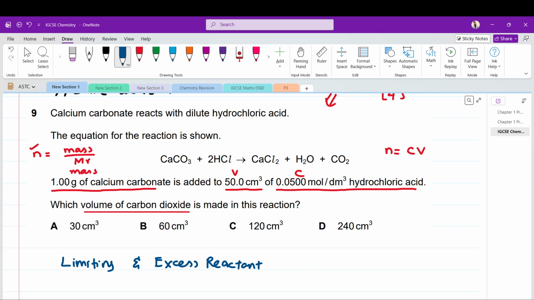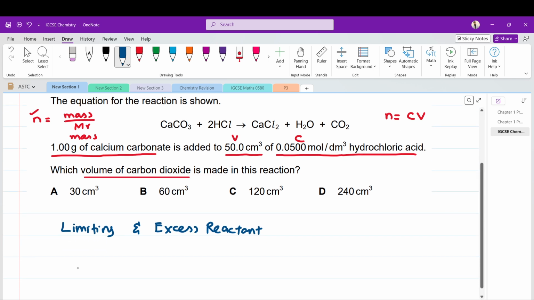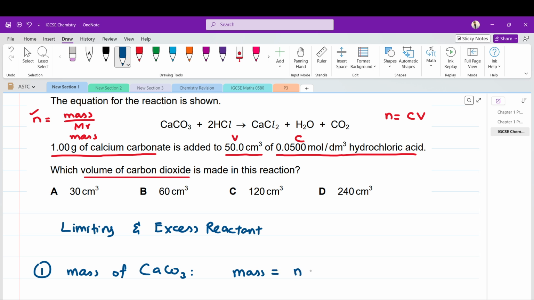Here I know the mass of calcium carbonate, which is 1 gram, so let me calculate the number of moles. That will be my step one. Sorry, my bad. The mass is already given, we need to calculate the moles of calcium carbonate. So that will be n equals mass upon Mr. The mass is going to be 1 gram, that is given to you.